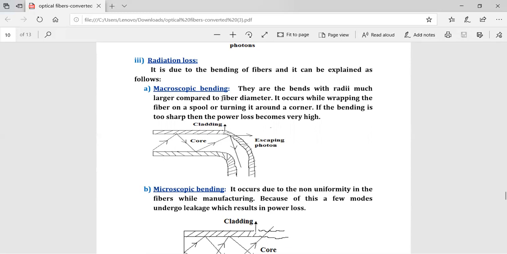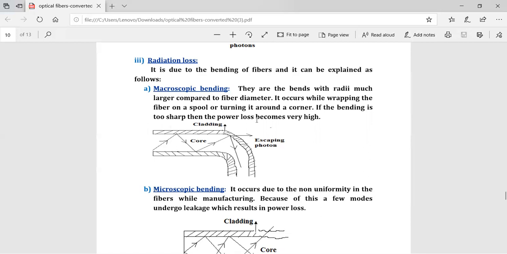What is a macroscopic bending? They are the bends with radii much larger compared to the fiber diameter. Compared to the diameter of the fiber, they are the bendings having larger radii. That type of bends are called macroscopic bends. Example, it occurs while wrapping the fiber on a spool. If you wrap a fiber on a spool, the wrapping diameter will be more than the diameter of the fiber, and then it is getting bent. That means there will be loss in the light signal.